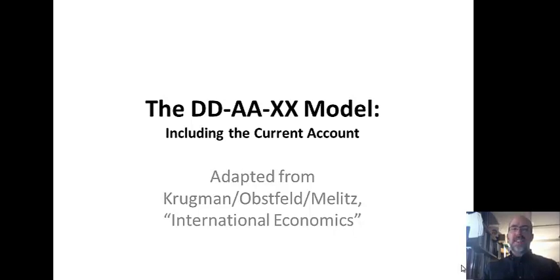So now I'm going to talk about the DDAAXX model in international finance or open economy macro. This is an extension of the traditional DDAA model, but it adds a third curve for the current account. The X stands for exports, but we're going to show that that's pretty much the same. So this is going to give us three variables at once and gives us a good model for the open economy that gives us three key variables.